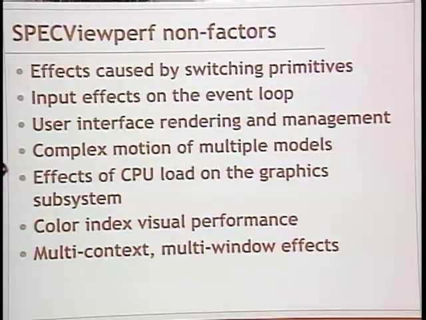User interface stuff: you're running this awesome, cool GNOME desktop on Linux, and they didn't look at that. They don't have lots of models interacting with each other. They don't look at CPU load. This is not important at all. They don't look at what happens if you're running with two windows on top of each other. They just don't look at some of these things. So they're very careful about saying what they don't look at.